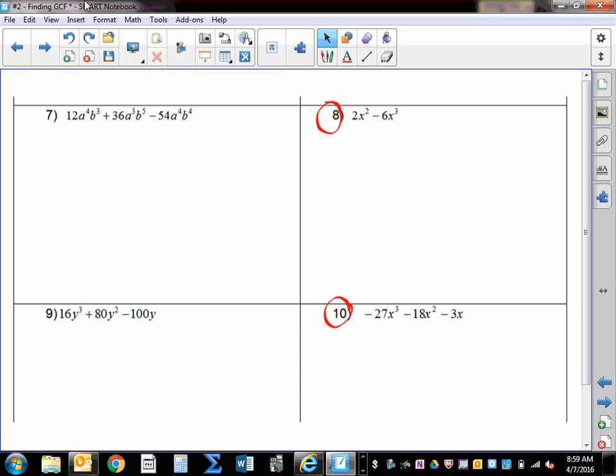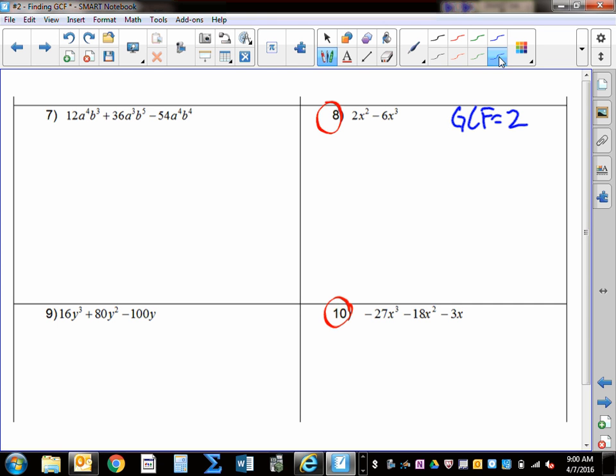Alright, let's take a look at number 8 together. You guys are doing good with the numbers, but we're struggling some with the variables. Alright, so between 2 and 6, what's my GCF? Good.